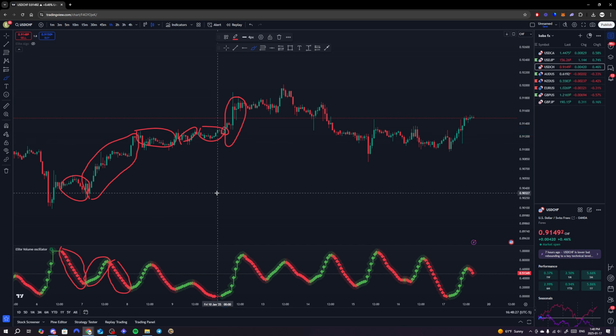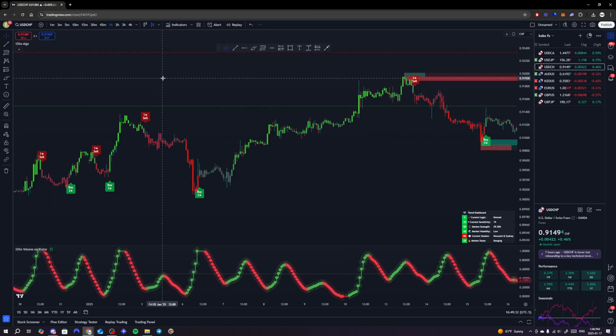So that's basically the whole indicator. It's just going to show you areas of high volume and low volume to help you understand when you should be getting into the market and when you should be staying out of the market. So how do we use this indicator alongside Elite Algo to improve our win rate when we're trading with Elite Algo? Let me show you exactly what I'm talking about.